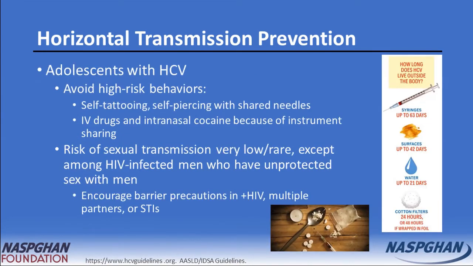Vania talked on the fact that adolescents are increasingly infected with hepatitis C related to the opioid epidemic. Well, how can we prevent that transmission? Obviously, the best way would be to avoid those high-risk behaviors. So recommending against self-tattooing, piercing, sharing needles, IV drugs. If we look at sexual transmission, the risk of transmission is very low or rare unless there are HIV-infected men who have unprotected sex with men. Be that as it may, we encourage barrier precautions in all of our adolescents for this.